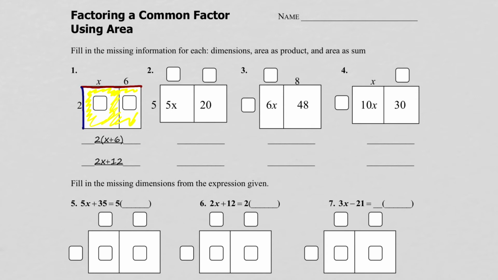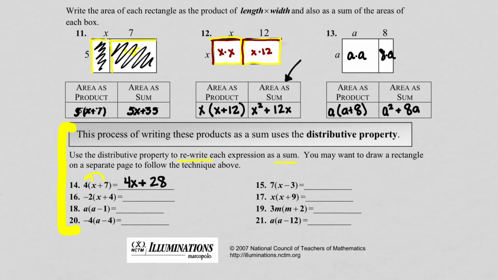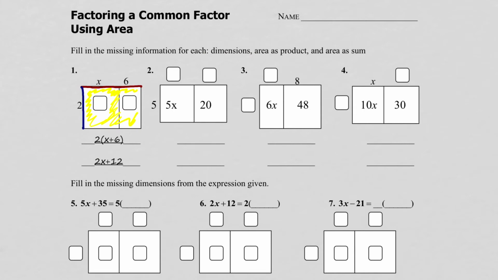So if I wrote this as a, let's see, what did we call it on the page before? If I wrote the area as a product, I would add together my x and my 6 together. This is as a product. And this is if I'm writing it as a sum, okay? So here it's a product because I'm multiplying these things together. I'm multiplying the 2 times the x plus 6, okay?